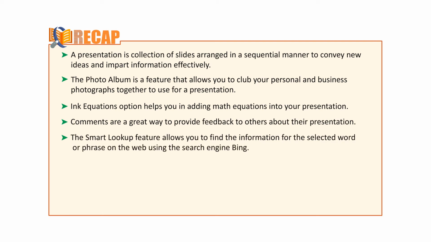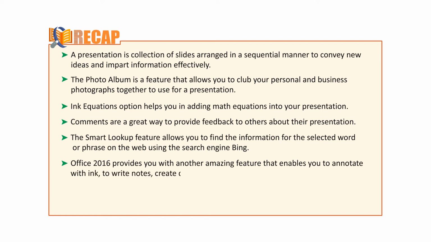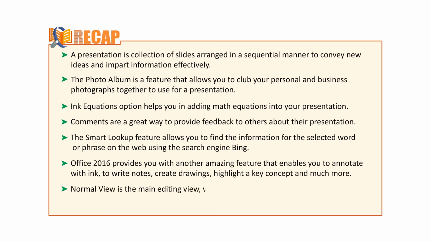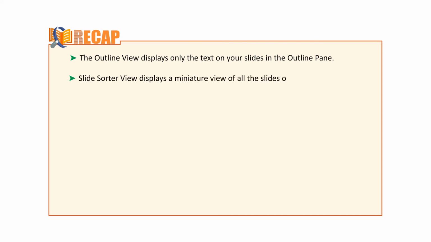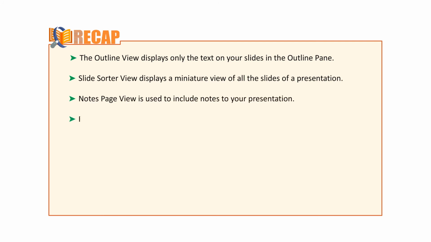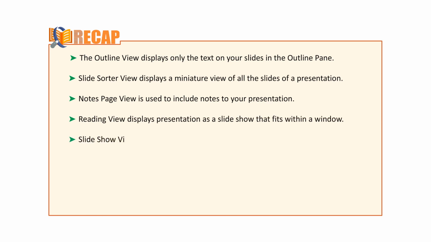Office 2016 provides you with another amazing feature that enables you to annotate with ink, to write notes, create drawings, highlight a key concept, and much more. Normal view is the main editing view which is used to write and design the presentation. The Outline view displays only the text on your slides in the outline pane. Slide Sorter view displays a miniature view of all the slides of a presentation. Notes Page view is used to include notes in your presentation. Reading view displays the presentation as a slideshow that fits within a window. Slideshow view displays all slides in a presentation one by one on the screen.